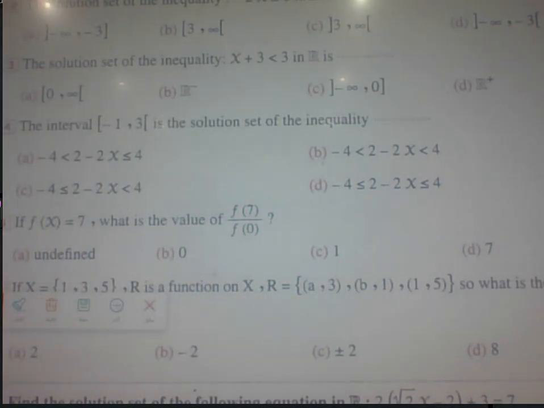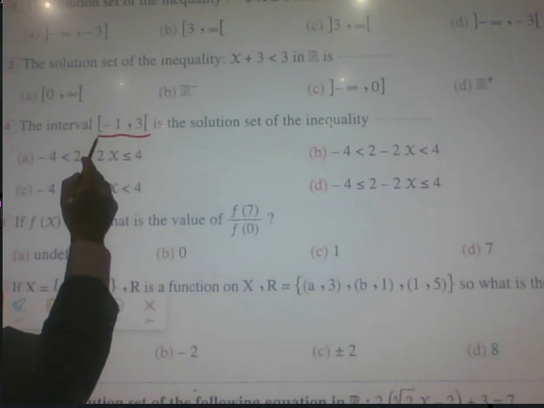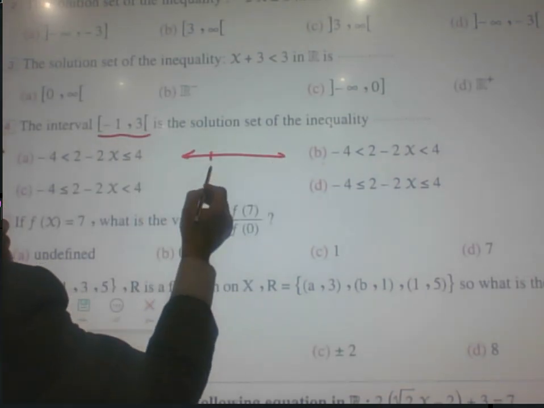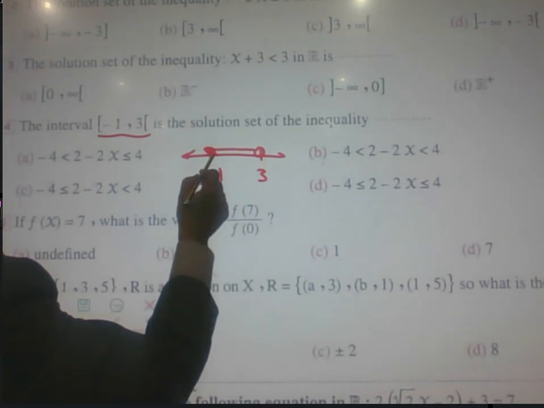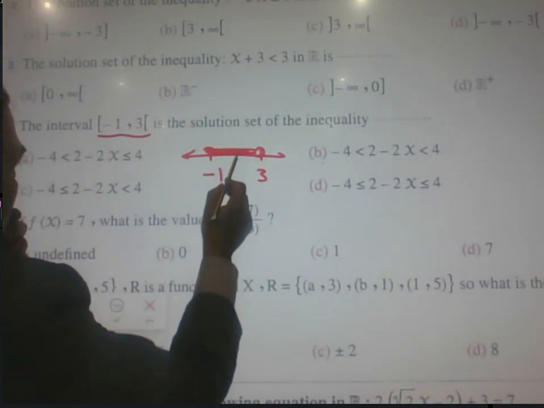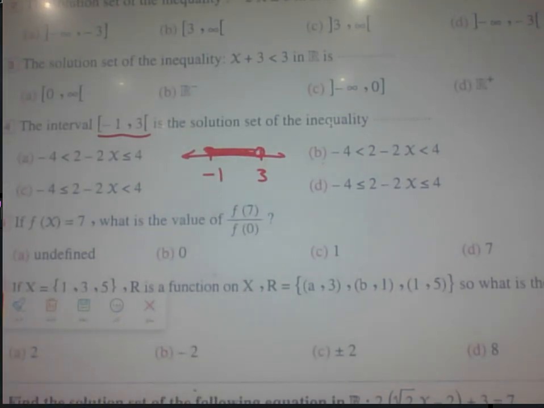Next question number 4. The interval from negative 1 to 3. Negative 1 closed like here and 3 opened. Then the solution set, negative 1. Where is the solution here? You must solve the inequality here to find the answer. Where is the solution from negative 1 to 3? You can solve each one of them. If you find the answer like this, you must choose it.